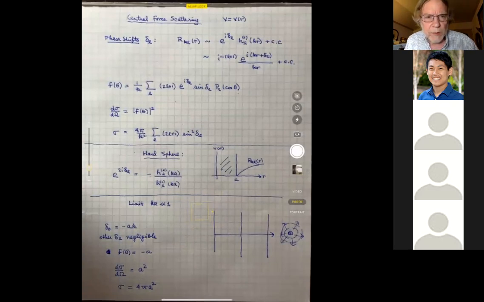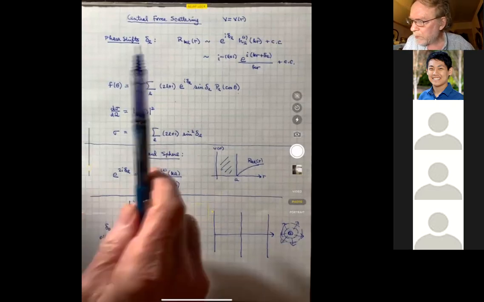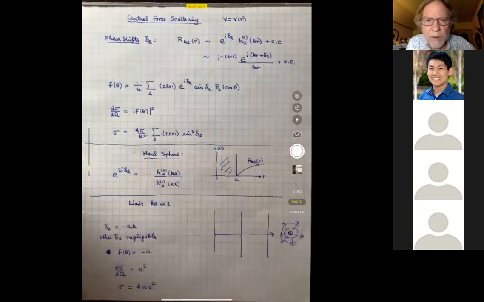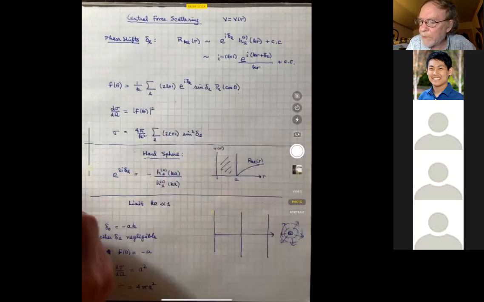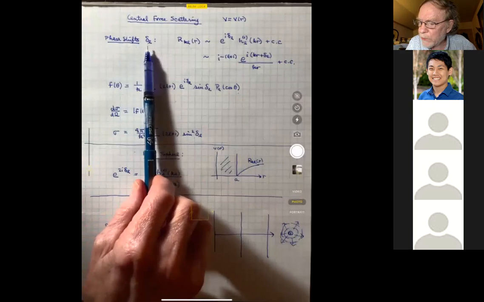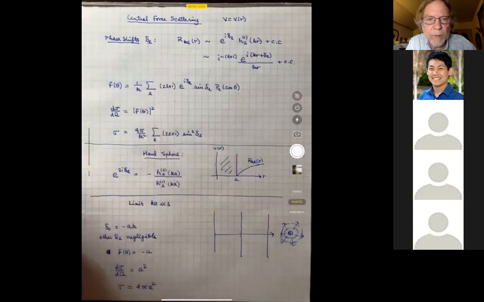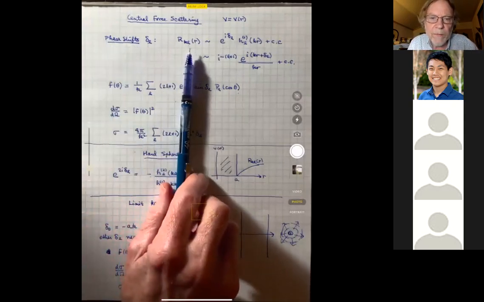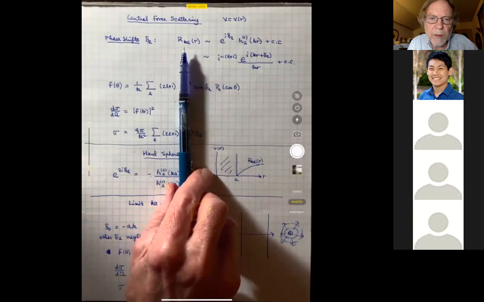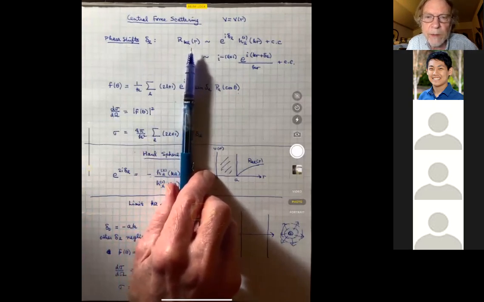We've been working on central force scattering, which means the potential is a function only of the radius. This allows us to separate the Schrodinger equation and talk about, for example, the radial wave function. One of the central objects in this theory is the phase shifts, which we call delta L. They depend on the angular momentum quantum number L, and they're defined by looking at the asymptotic form of the radial wave function. The radial wave function depends on k and L. k is essentially the energy, and L again is angular momentum.